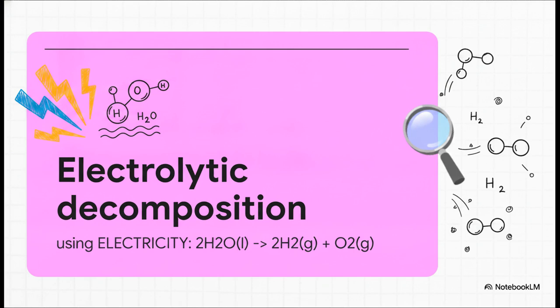To break these bonds, we need energy, starting with one of the absolute most powerful tools in a chemist's arsenal, electricity. This process is called electrolytic decomposition. Take a look at the equation here. We start with 2 molecules of liquid water, right? When a strong electric current passes through that water, it completely forces the H2O to split apart into 2 distinct gases, hydrogen gas and oxygen gas. The electrical energy is literally ripping those water molecules apart.